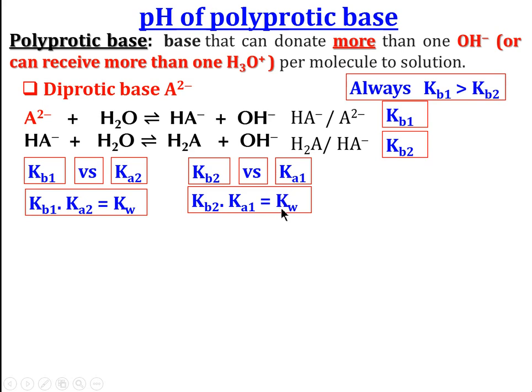This is a common mistake of the student. The student always write Ka1 times Kb1 equal Kw, and this is incorrect. Pay attention to the relation between Kb and Ka of polyprotic acid or polyprotic base.